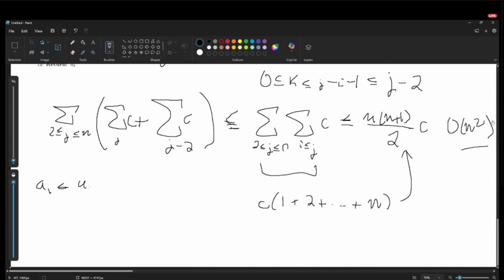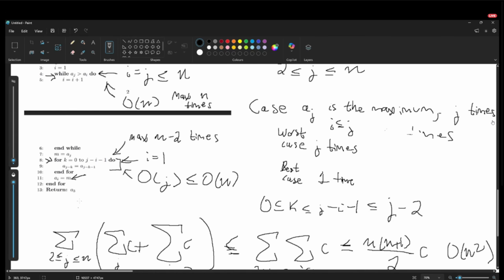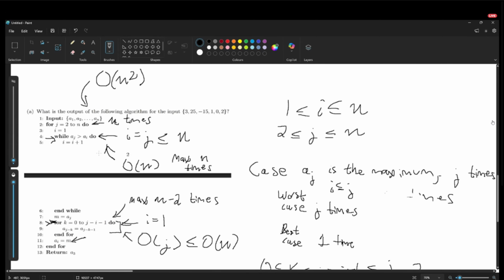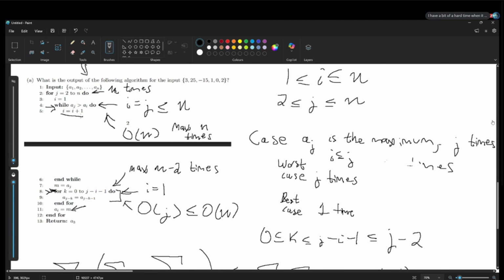So in the sorted case, the while loop takes the most. The while loop takes n times, or to be more precise, j times, but maximum n times for the while loop. But the for loop will execute only once. When I talk about the for loop, I mean the for loop on line 8 executes once. But in the case where it's decreasing, the opposite actually happens because this while loop will terminate early.